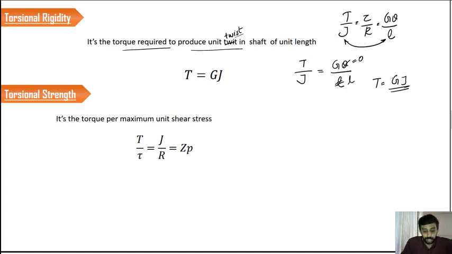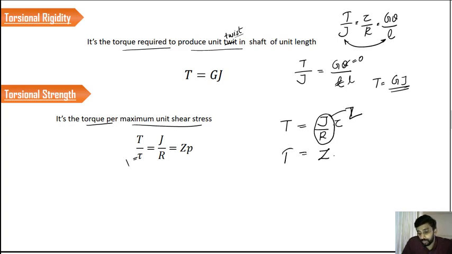Another thing is the torsional strength, which is nothing but the torque per maximum unit shear stress. So if the shear stress is unit, this will be equal to 1. Then we can rewrite this equation as T is equal to J by R into tau. This is nothing but the polar section modulus Z. We have discussed it in the previous class. So rewriting this equation will give Zp into tau.